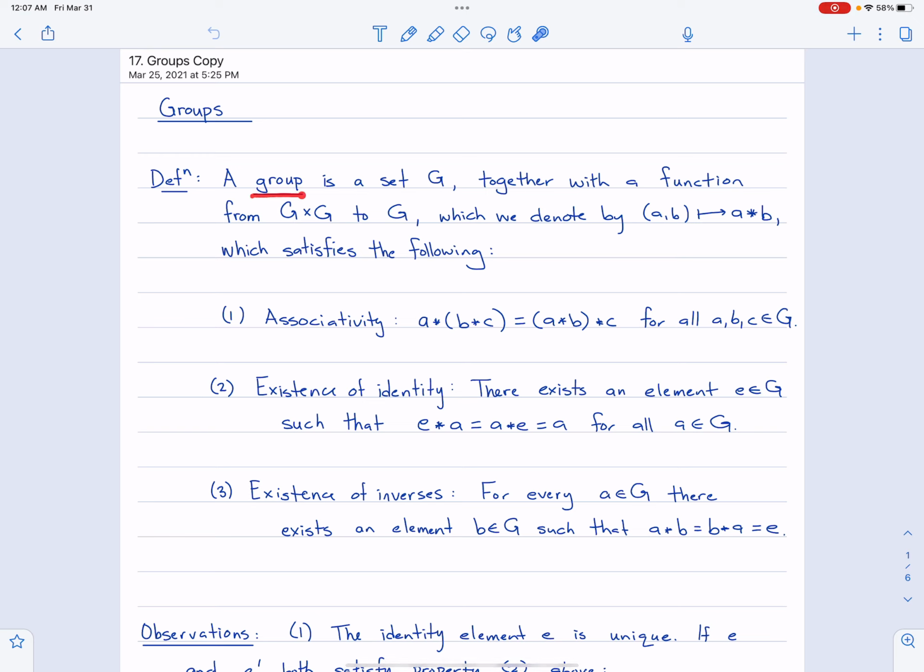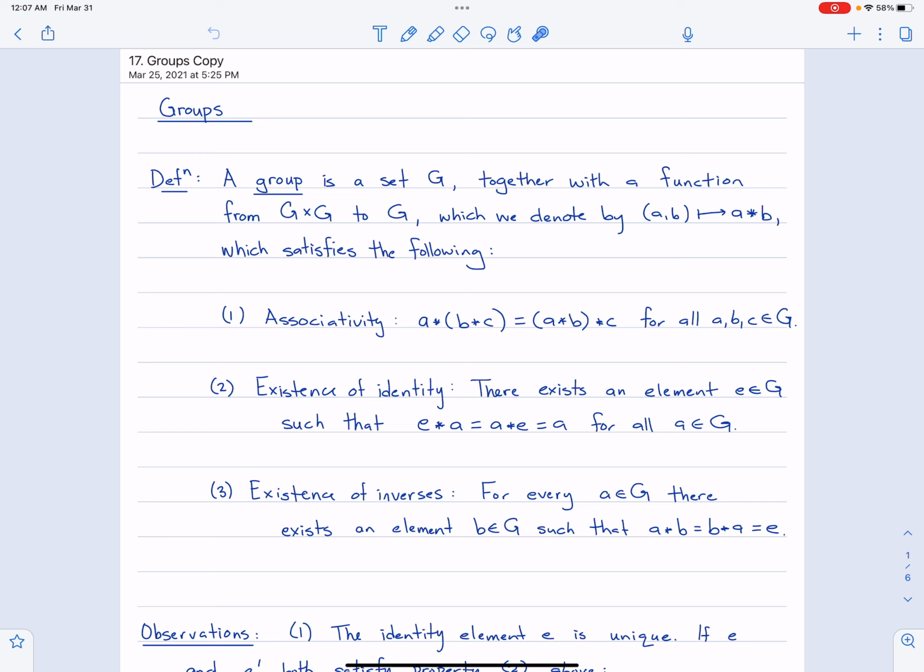So a group is a set G together with a function that takes pairs of elements in G and sends them to single elements in G. And we denote this function by: A comma B gets sent to A times B. And we want this operation to satisfy three properties. So first of all, we want it to be associative.